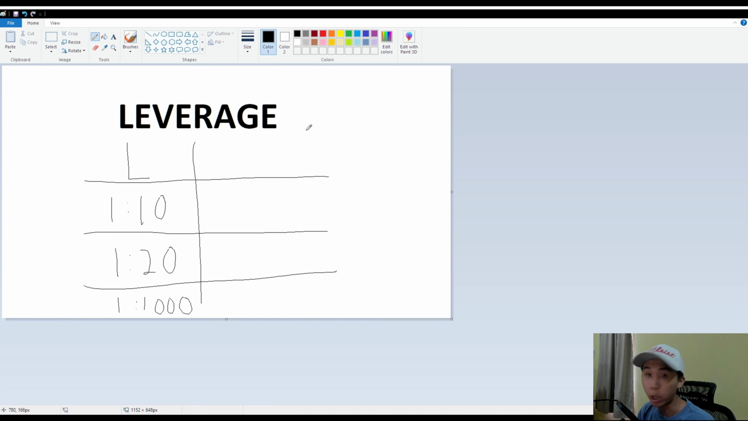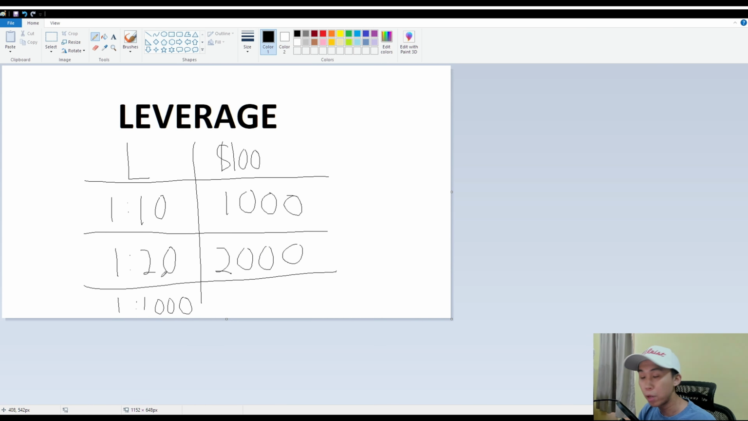So let's say your capital is $100. By having a 1 to 10 leverage, it will increase your buying power to 1000. If your capital is 100 and your leverage is 1 to 20, it will increase your buying power to 2000. If your leverage is 1 to 1000 and your capital is 100, it will increase your buying power to 100,000. So this is leverage in Forex trading. It technically increases your buying power.